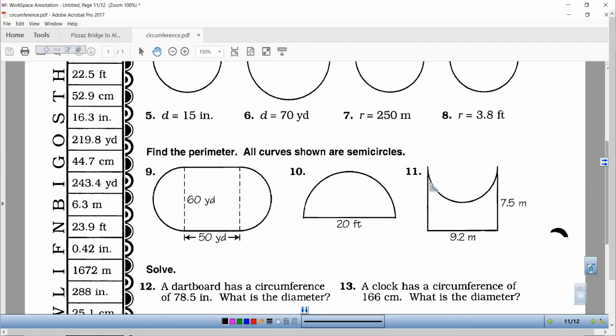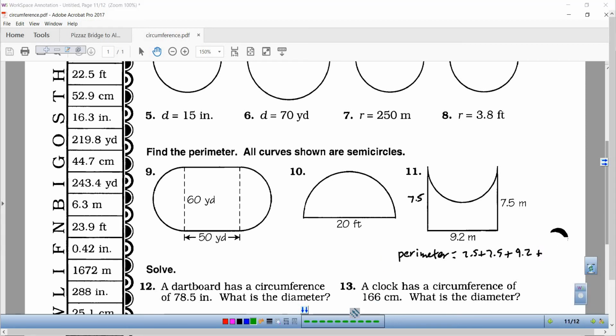Okay, let's take a look at this one. Well, again, we're going to want to go all the way around like this. Woo, that looks fun, doesn't it? Skateboard. There you go. Up and down, up and down. So this is 9.2. This is 7.5. Over here is going to be 7.5, right? So again, when we look at the perimeter, we want the distance all the way around. So what are we going to have? 7.5 plus 7.5 plus 9.2 plus.